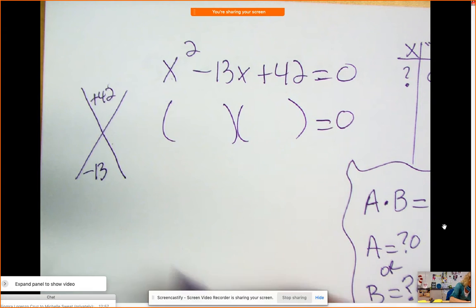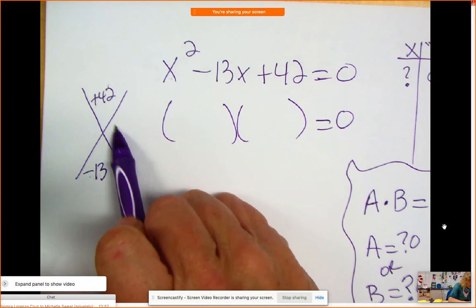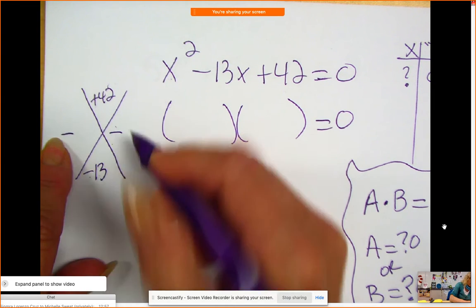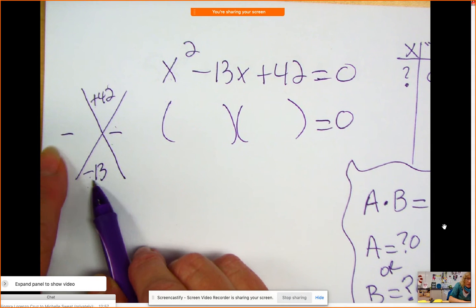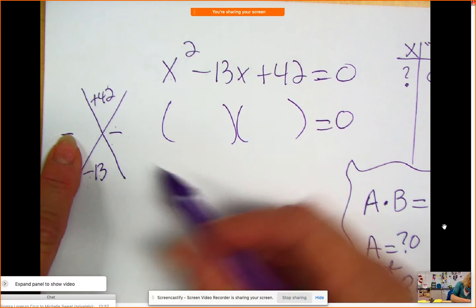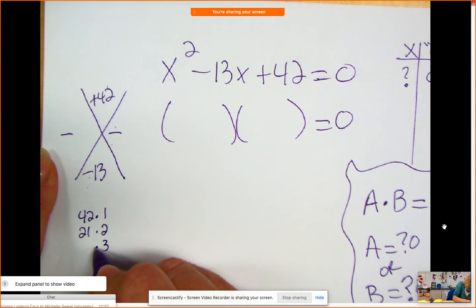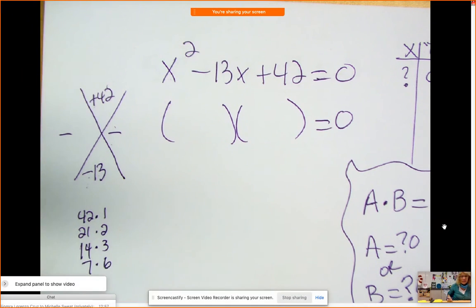We're good to go. 42. This is a minus down here. And I know these have to be the same sign because two numbers multiplied together to give me a positive. I either have both positives or both negatives. The reason these are both negative is because of this. Okay, 42. We've got 42 times 1, 2 times 21, 3 times 14, 4 doesn't go in there. 5, 6 times, I like 7 and 6.